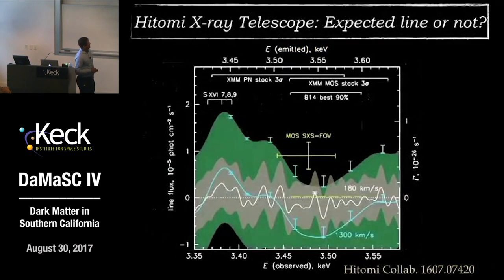They didn't see the line at the brightness that it was seen in the field of view by XMM-Newton. The stacked observations, that flux is down here. So this is the line flux versus energy. The stacked observations are down here. Perseus is up here. Perseus seems to be anomalously high, and also lower energy. Note 3.47 keV. So maybe that's something to do with charge exchange. It's not clear. The stacked observations sit up here.